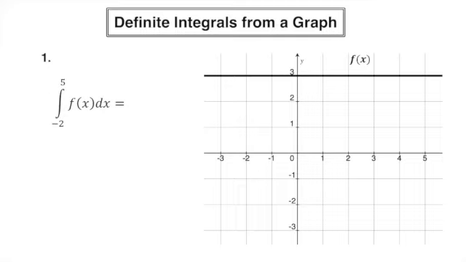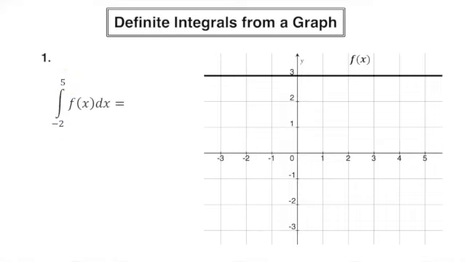We have the graph of f of x here, and we are evaluating the definite integral of f from -2 to 5. And as you start to become fluent in calculus, you want to read it in that order, from the bottom limit to the top limit, -2 to 5. And you want to make sure that goes chronologically in order, from smallest to biggest.